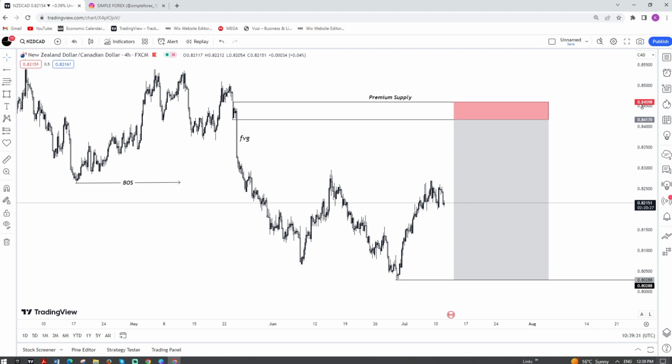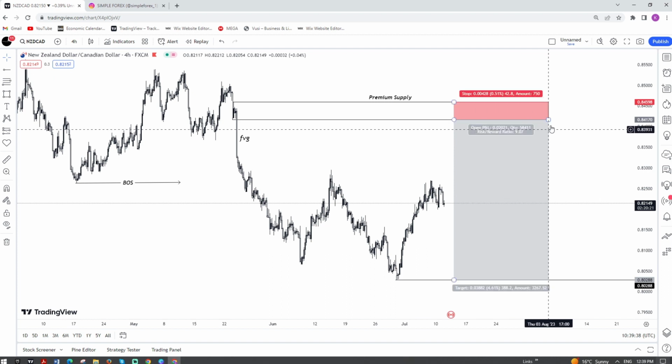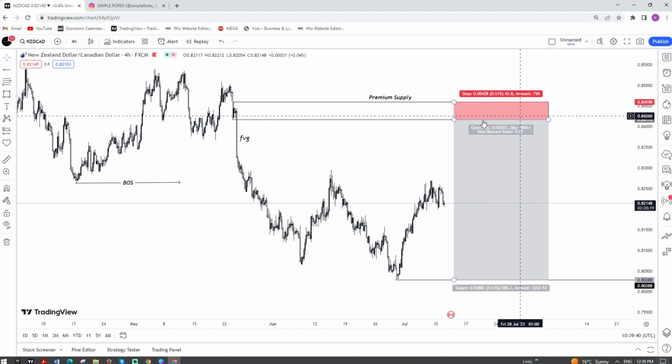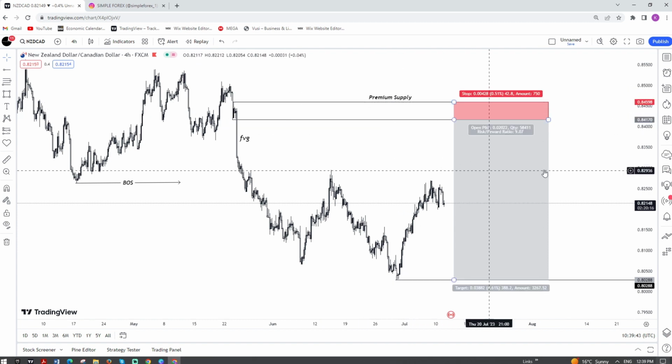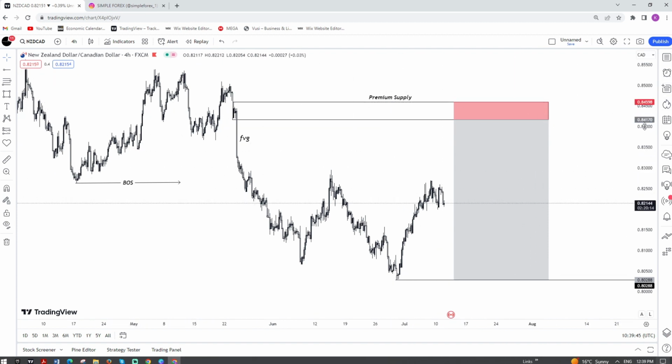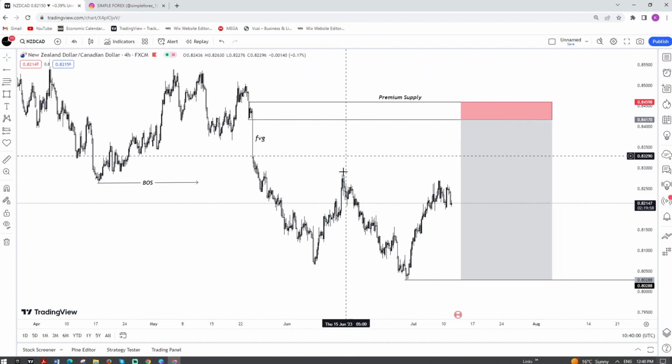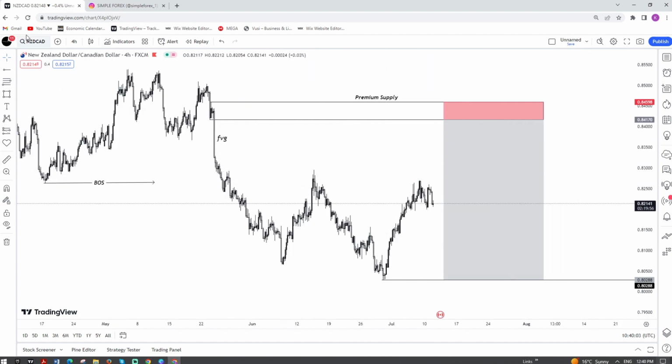You can copy the areas there. You can copy them on your MetaTrader, and then you can put in a sell limit right there. The opening price is 0.84170. The stop is 0.84598, and the take profit zone is at 0.80288, right? So that's the analysis for the NZD CAD.